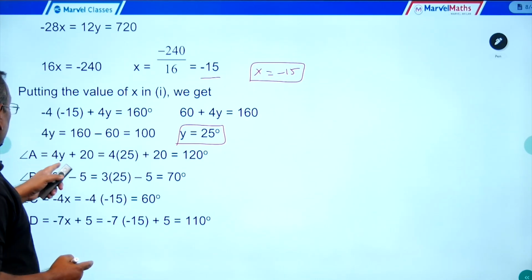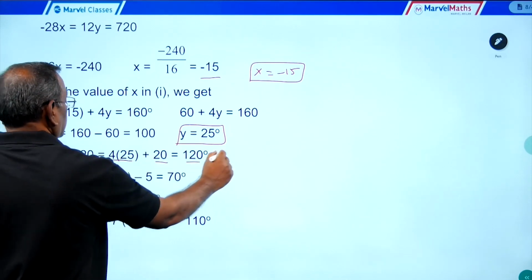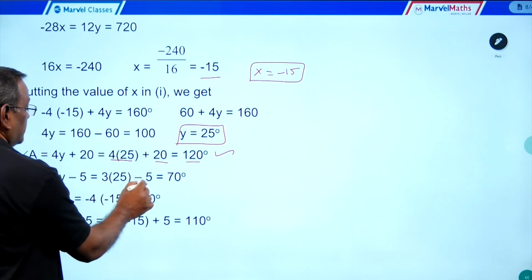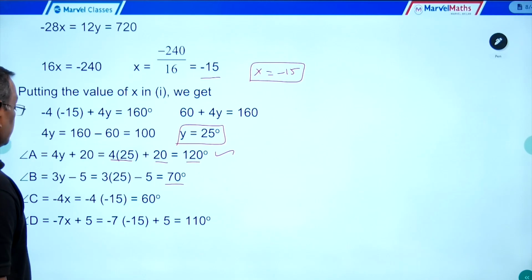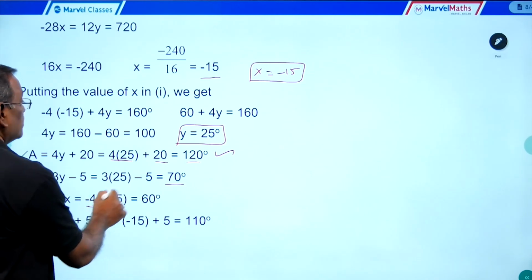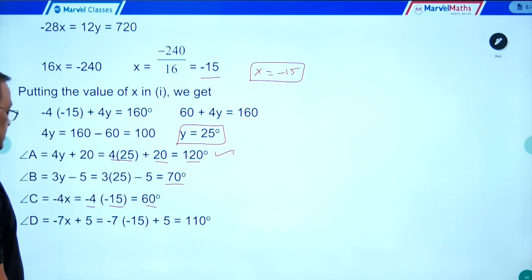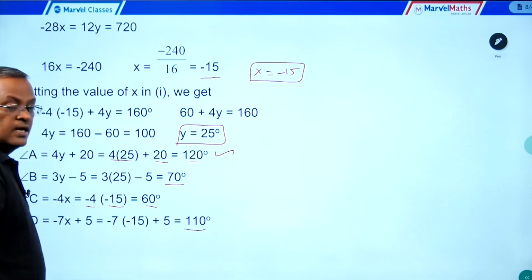Measure of angle A is 4y plus 20, so 4 into 25 plus 20 equals 120. Measure of angle B is 3y minus 5, 3 into 25 minus 5, 75 minus 5, 70. Measure of angle C is minus 4x, minus 4 into minus 15, 60 degrees. Measure of angle D is minus 7x plus 5, minus 7 into minus 15 plus 5, and the answer is 110.